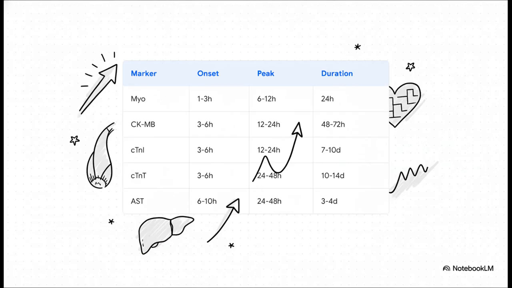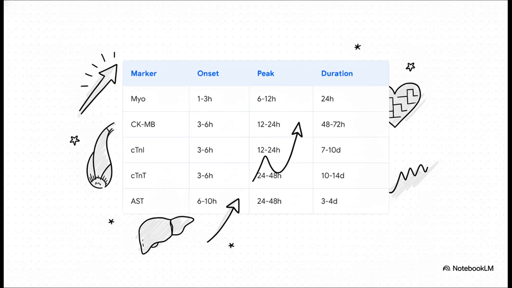All right, let's stack these markers up against each other, comparing some of the older historical ones with our modern gold standards. Myoglobin is the absolute fastest to rise, kicking in within 1 to 3 hours, but its specificity is low, and its normal value has to be strictly under 90 nanograms per milliliter. CKMB, like we just discussed, rises in 3 to 6 hours, with a strict normal of under 10.